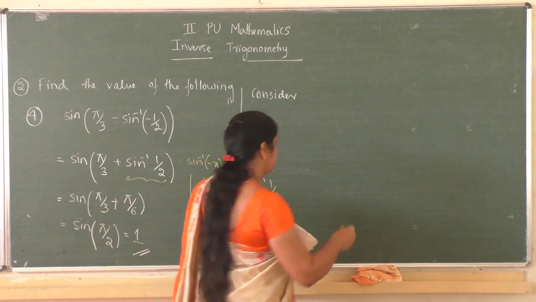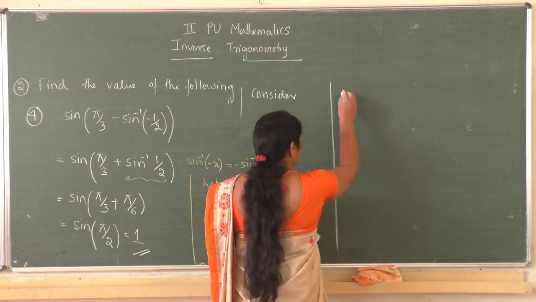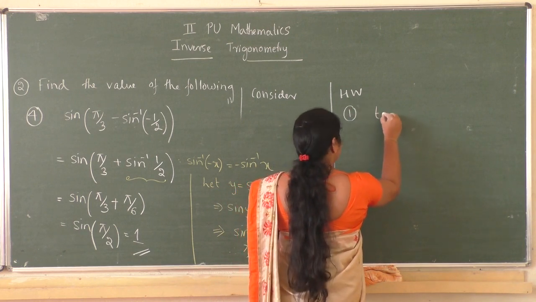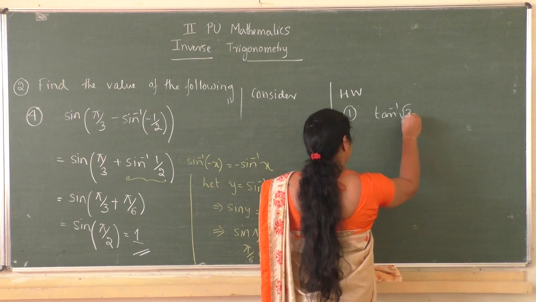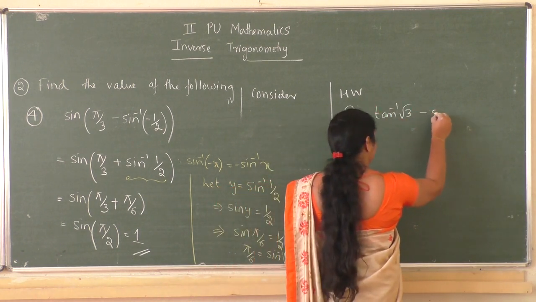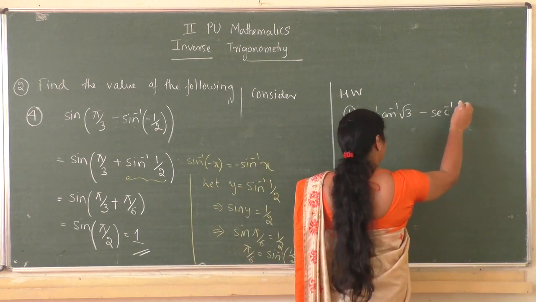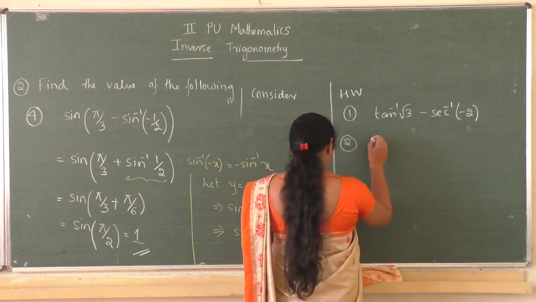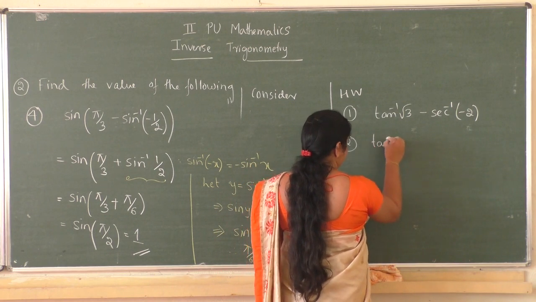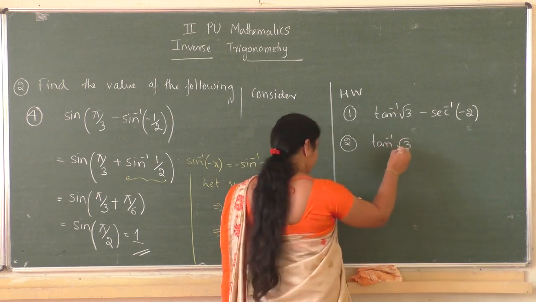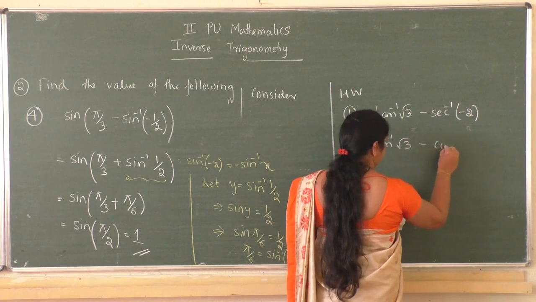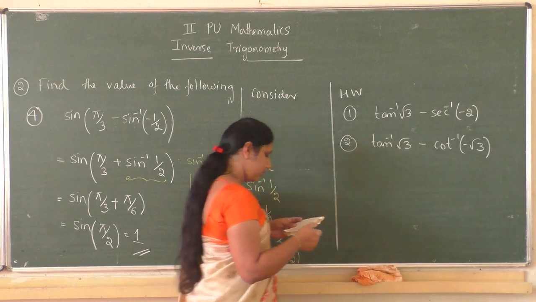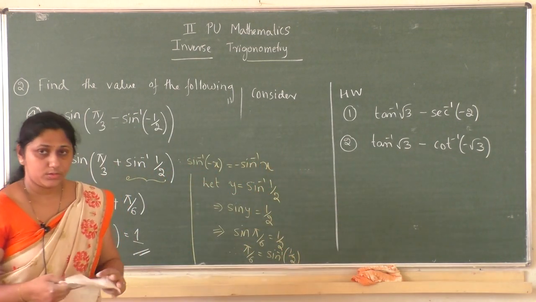Right, homework questions. Tan inverse root 3 minus sec inverse of minus 2, and tan inverse root 3 minus cot inverse of minus root 3.